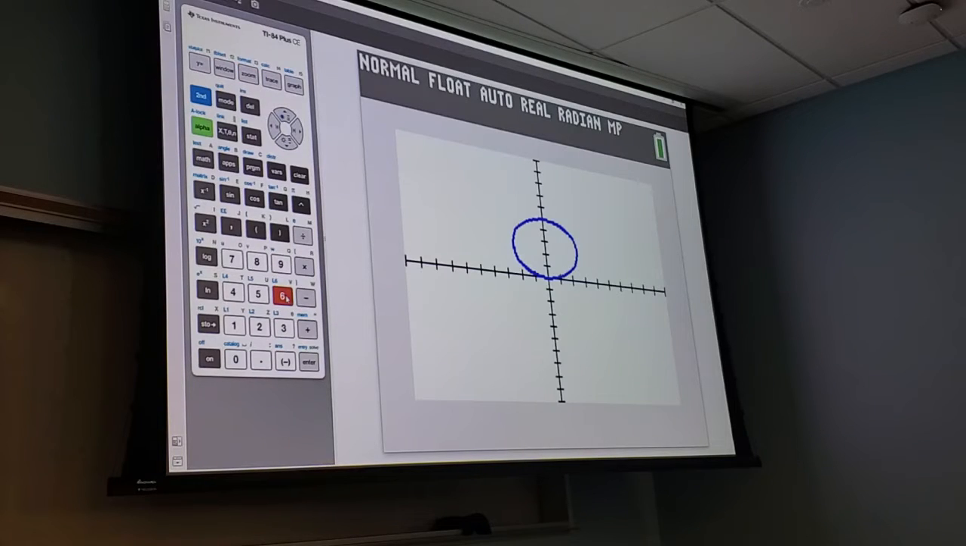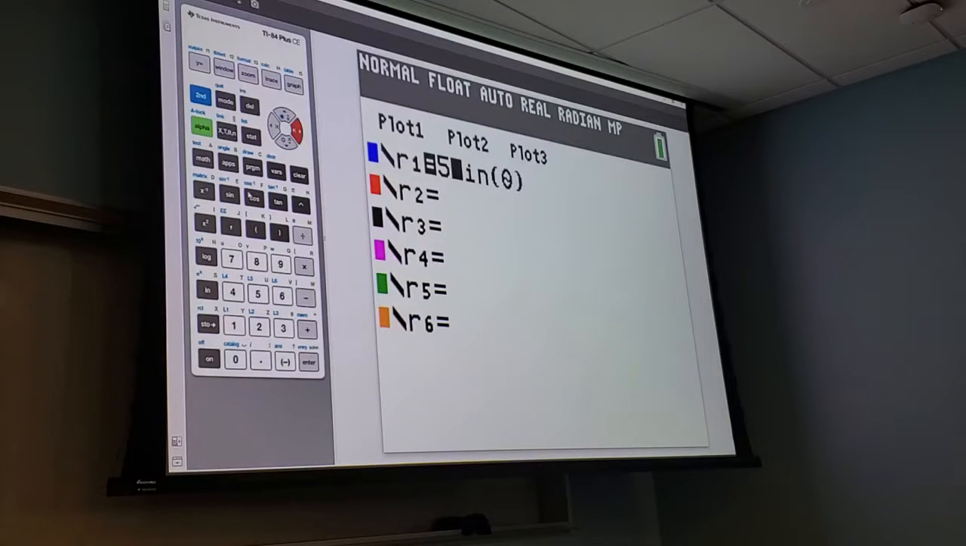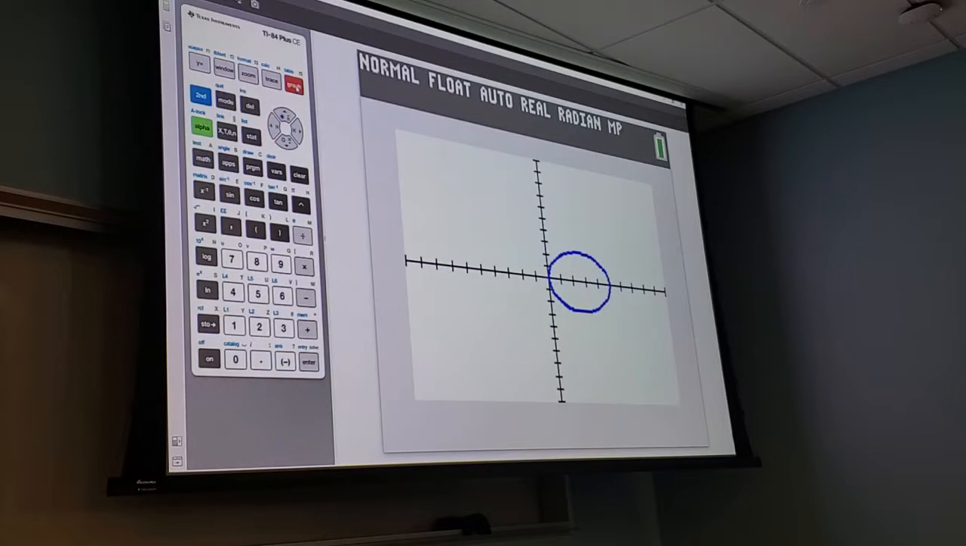Now, real quick, let me ask you this. Where's the center of that circle? On what axis? Y-axis. Which trig function likes y? Sine. Which trig function did we use in the equation? Sine. What's going to happen if I make that cosine? What do you think? It's going to be on the x-axis. Crazy, right?